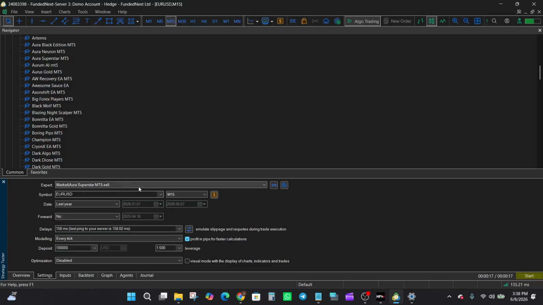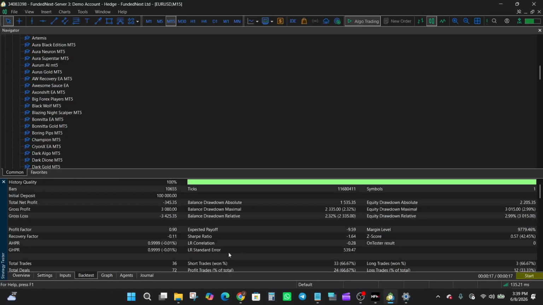Now we can see that I'm testing the Aura Superstar MT5 on EURUSD on the M15 time frame as recommended, and we're testing it from the beginning of this year, covering about 5 months and 1 week of data. We're using the last ping to the server for the delays, every tick modeling, and here we go. This is the result for the backtesting.